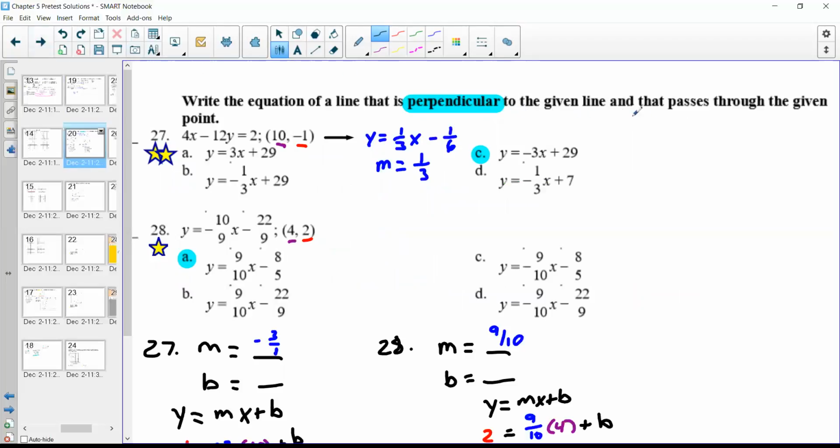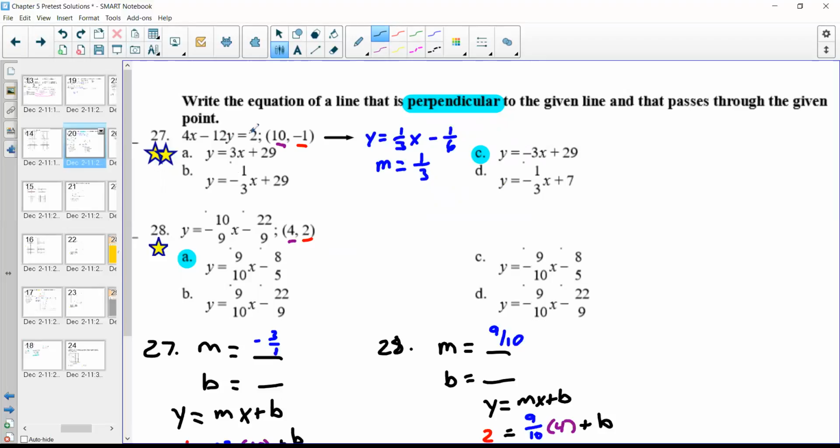Write the equation of the line that is perpendicular to the given line and passes through the given point. Okay, so just like what we were doing earlier with parallels, but now they're perpendicular. So for example, like number 27, here's my line, some line that's generated by this equation, and I want another line that contains this point that's perpendicular to this one.